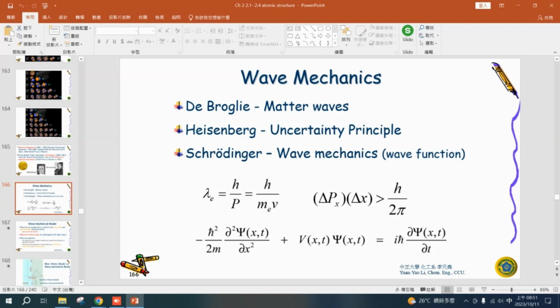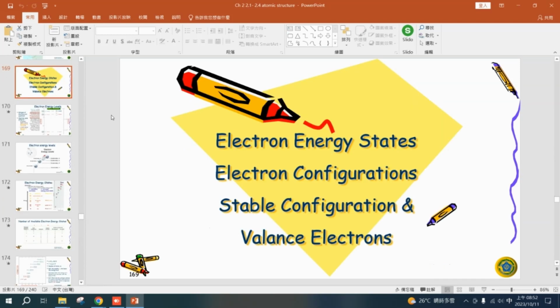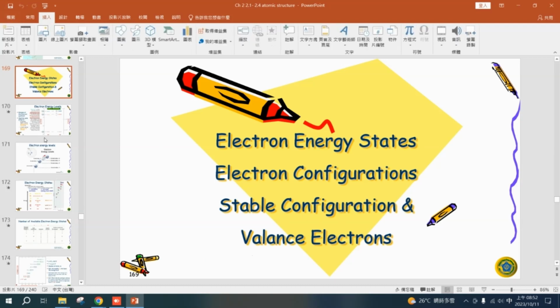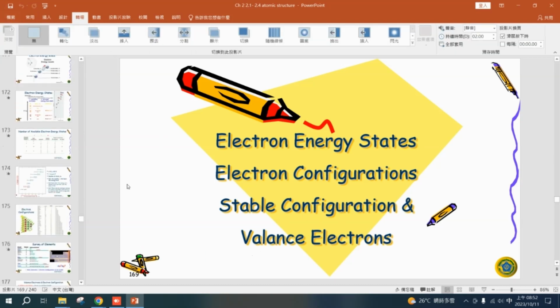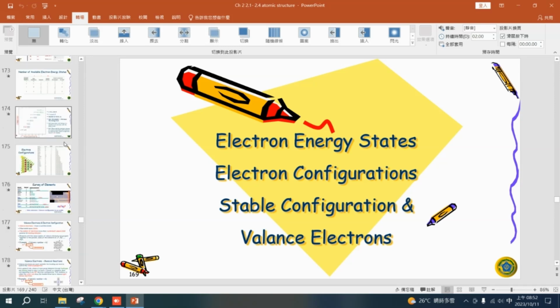We cannot predict exactly where the electron is, but it will be possible to use the probability to find out where the electron is. Okay, so these are the three. This is the wave mechanics, and after that we talked about the electron energy state, electron configuration, stable configuration and valence electron. For the first three topics, I think you already know this. I think it's not difficult.